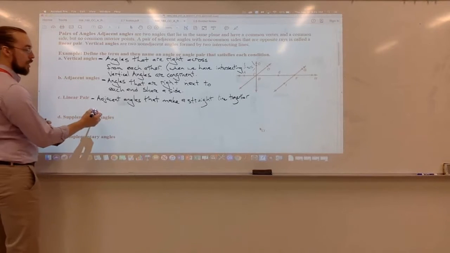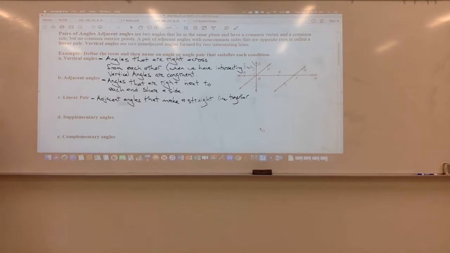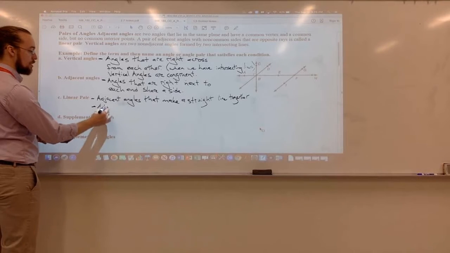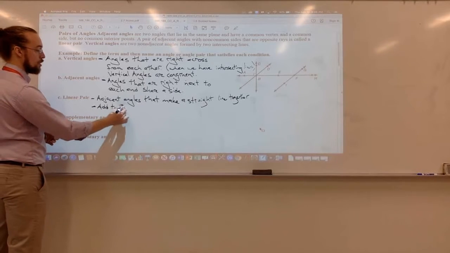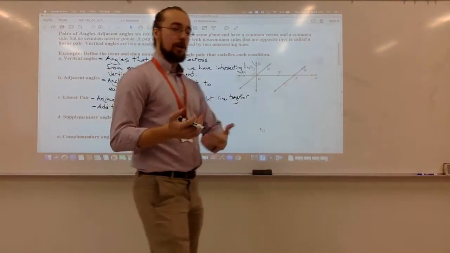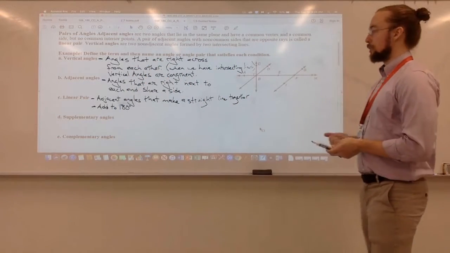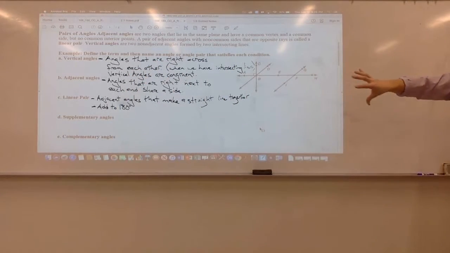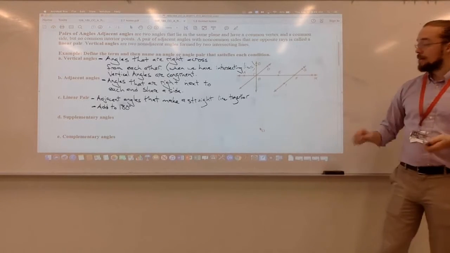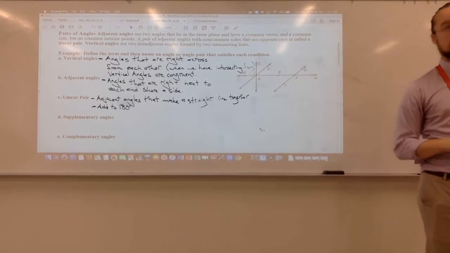Now there is an important relationship between angles that form a linear pair. These always add to 180 degrees. Angles that form a linear pair always add to 180 degrees. So, in our diagram, give me an example of a linear pair. Adjacent angles that together make up a straight line.